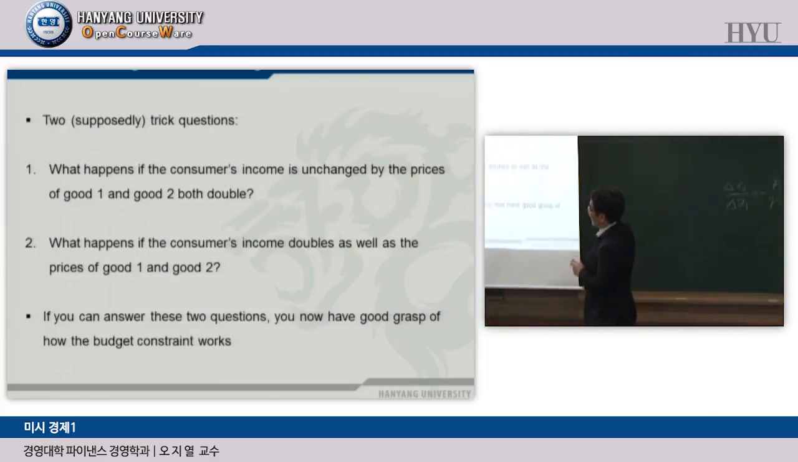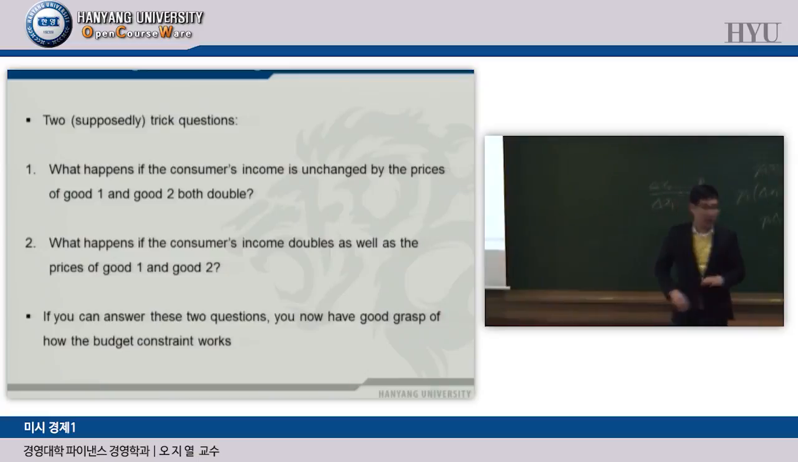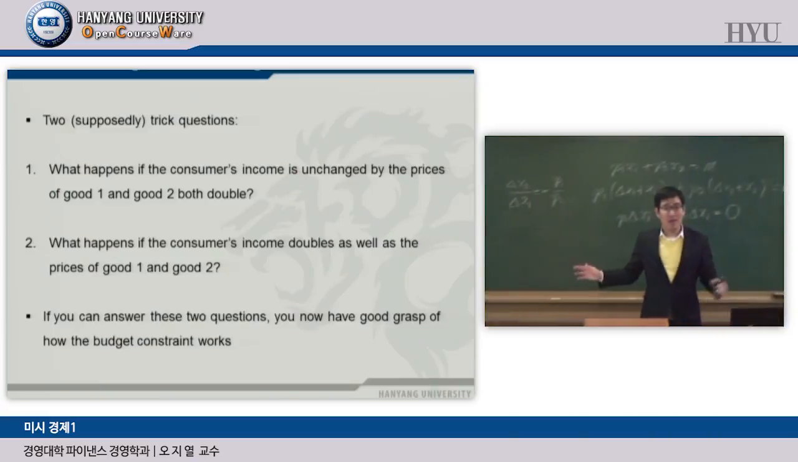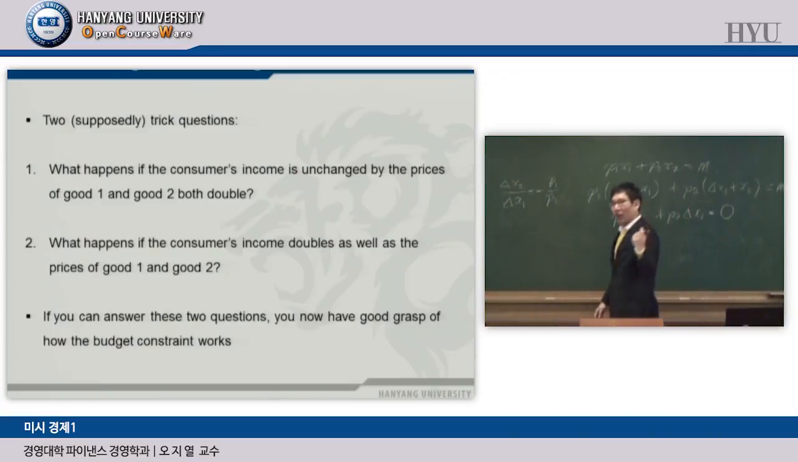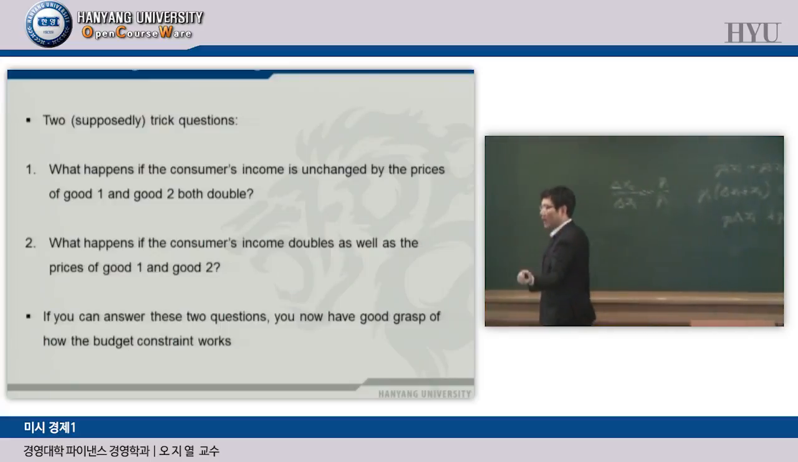So if you understand that, the second question is even easier. What happens if the consumer's income doubles as well as the prices of good 1 and 2? Yes, sir. It doesn't change at all. Yeah? So units of measurement don't matter.